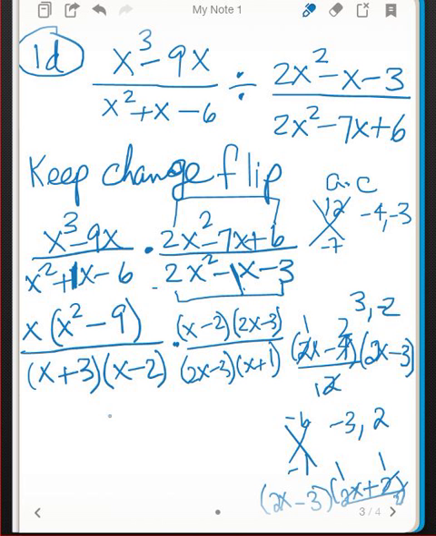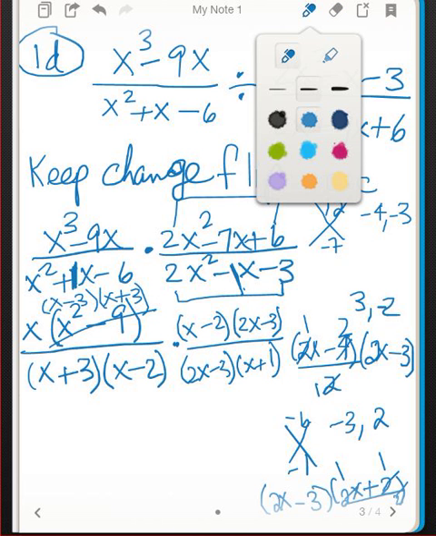Okay, we're almost ready to cancel, but we do have one other thing that we've got to factor, and that's the numerator, this x squared minus 9. That's a difference of two squares, and that gets factored into x minus 3 times x plus 3. That's how you factor difference of squares. So now we have a bunch of factors which we can reduce.